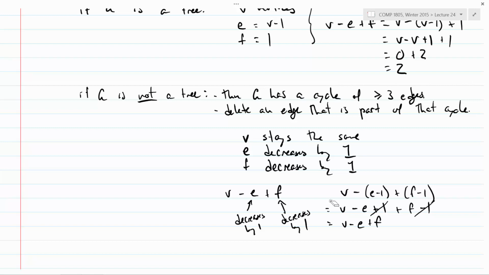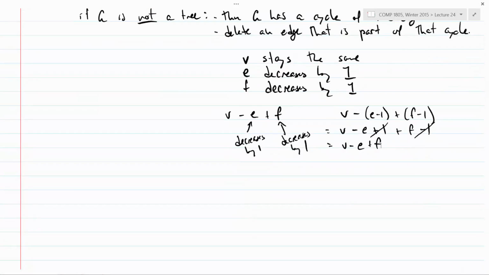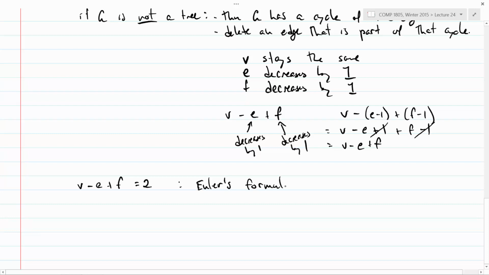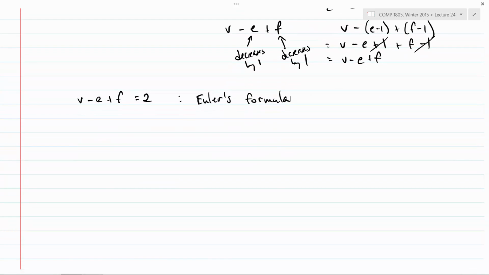Okay, so we know that V minus E plus F equals 2. And this is called Euler's formula. But then again, lots of things are called Euler's formula. So when you're talking about graphs, this is Euler's formula. Okay, so we can use this to prove some other nice facts. So I'm going to prove something else to you. So suppose we have a planar graph.